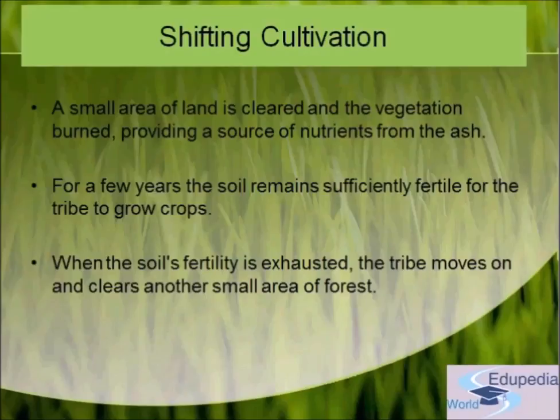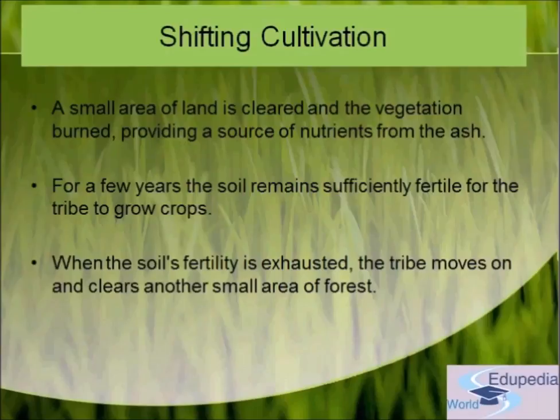Then when the soil quality gets exhausted, meaning the nutrient quality of the soil, they move to another land. The land which they had burned earlier, they leave it, they don't do anything on it, so that vegetation can grow again on that land. This is how they do shifting cultivation.